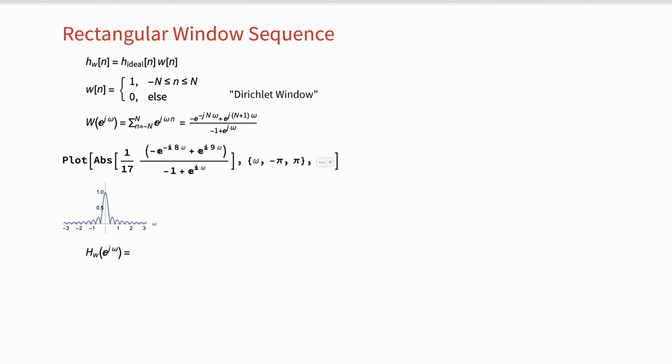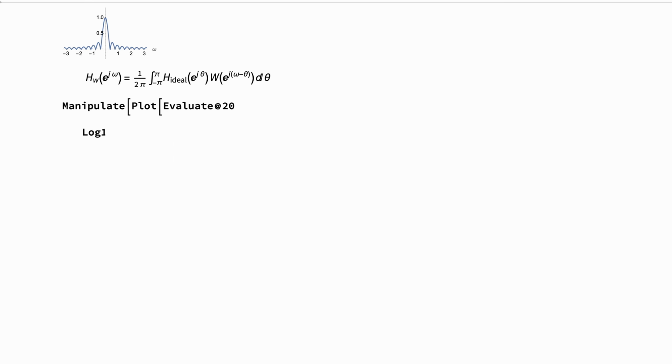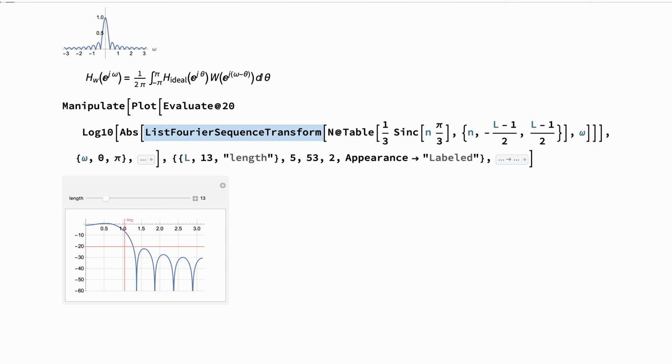The Fourier transform of the truncated FIR filter, according to the modulation theorem for discrete-time Fourier transform, will be the convolution of the ideal frequency response that we are aiming for with the Fourier transform of the window sequence. Let's look at the frequency response of the low-pass filter again, this time for different values of the length of the window sequence, and also here we are plotting in the logarithmic scale.